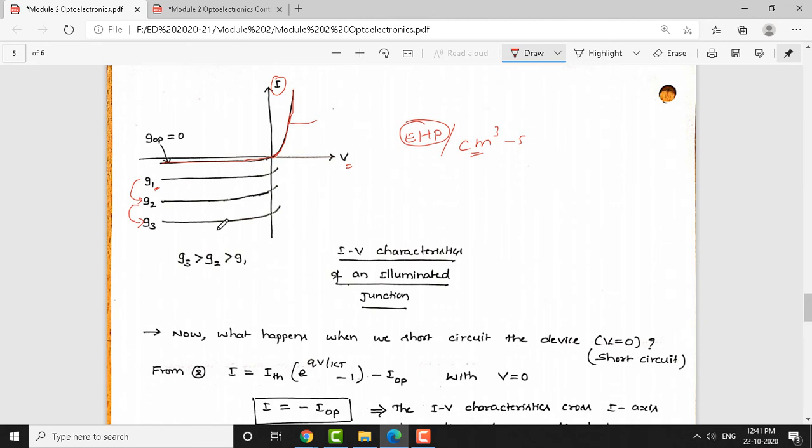So, you are going to get these types of currents. So, current keeps increasing. This is the amount of current flowing for G1, for G2 this is the amount of current flowing, and for G3. So, one observation is as illumination keeps increasing, the reverse current or total current also starts increasing.